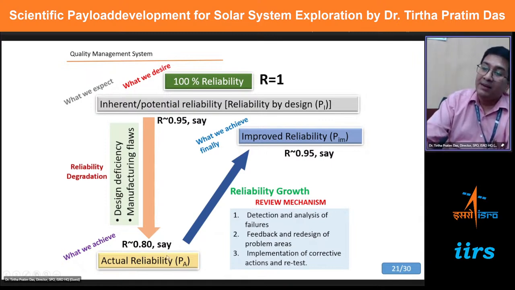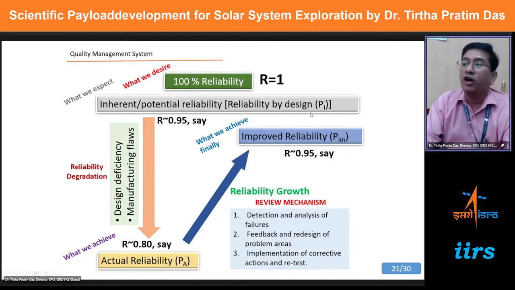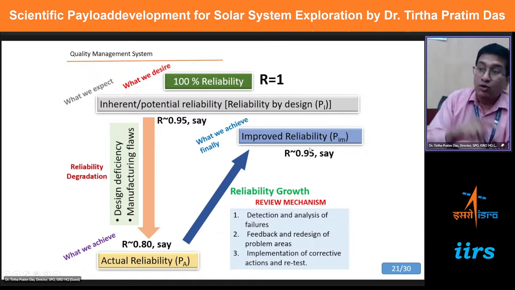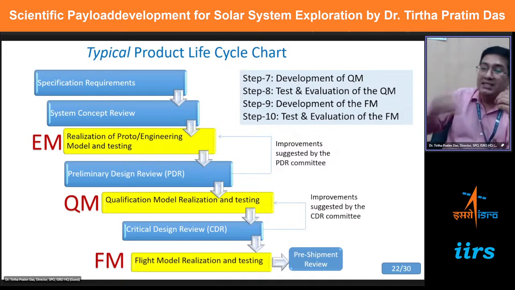Then there is a process of reliability growth. You are not happy with 0.8, so the reliability growth mechanism is a review mechanism which detects and analyzes the failures, gives feedback and redesigns the problem areas, and implements corrective actions and retests. So it goes to the improved reliability, which could be better, say 0.95 or 0.94. So this is a continuous process, and this process gives you a product life cycle.